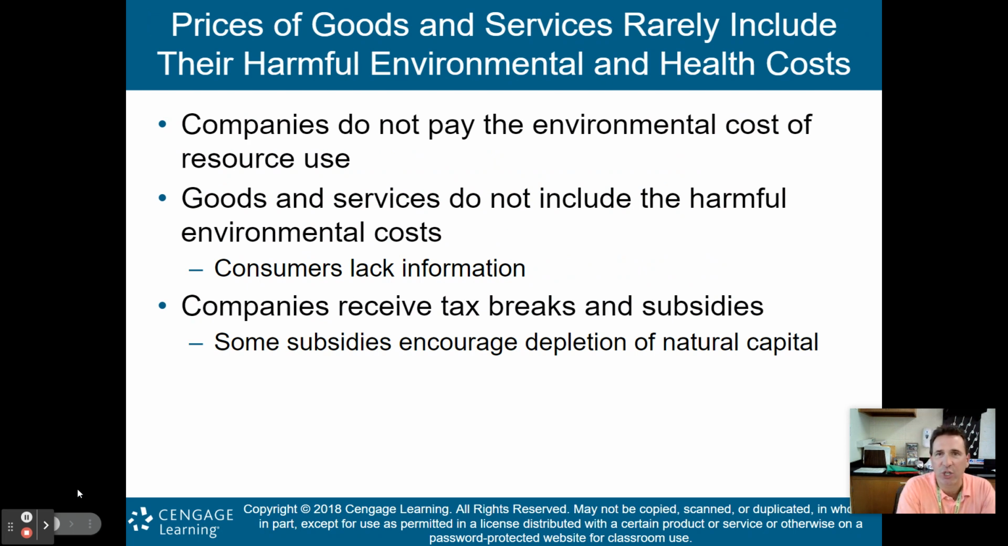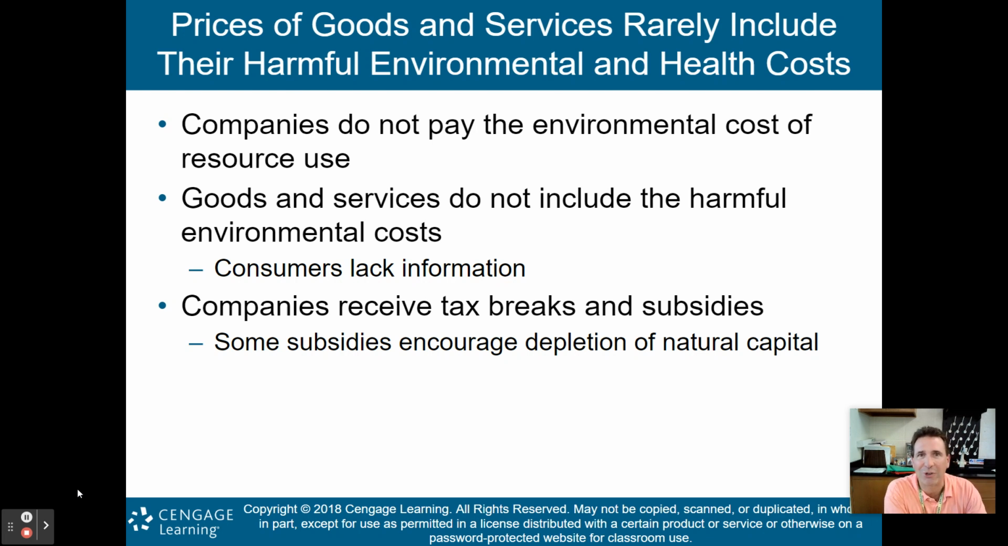Well, prices of goods and services rarely include their harmful environmental and health costs, right? This is that full cost pricing you're going to hear me talk about a lot as we go through the class this year. You'll notice also in this unit, we're kind of bouncing around a little bit.